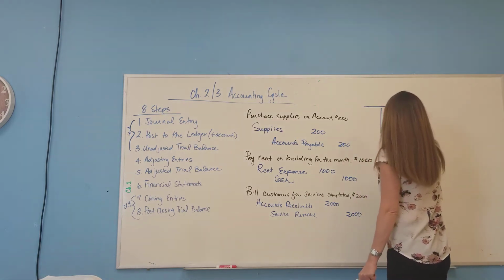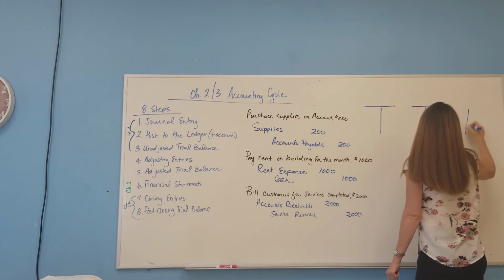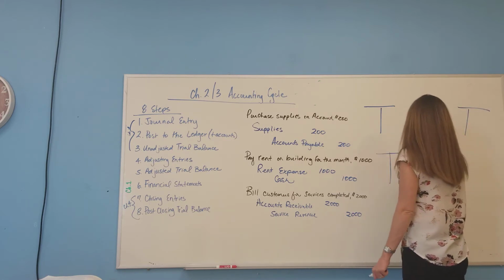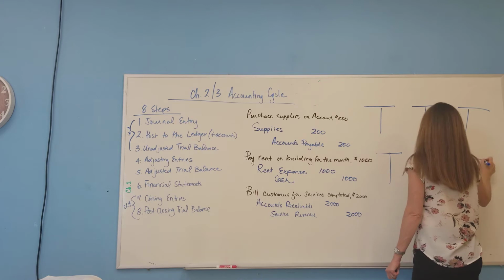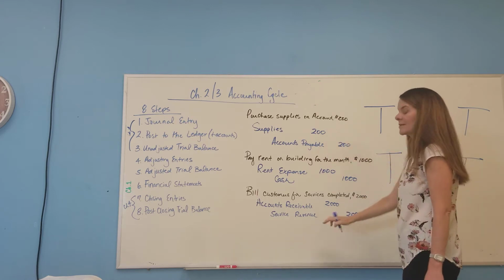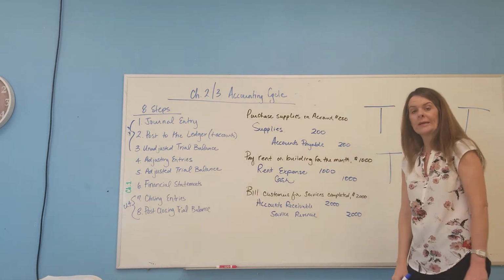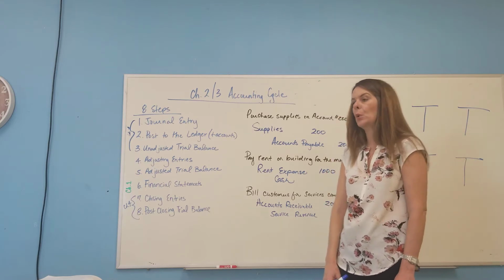So you do a T account for each of the accounts that are used. So I use 6 different accounts. Each of those accounts will have their own ledger account, their own T account.